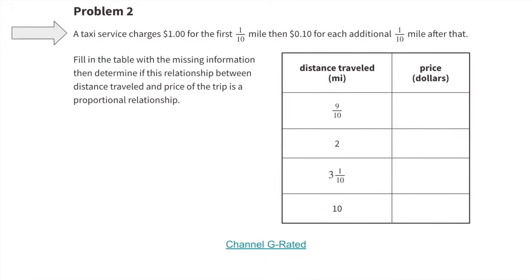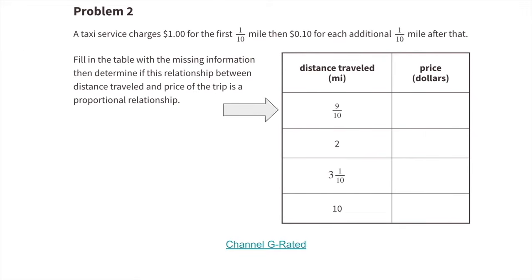Number 2. A taxi service charges $1 for the first 1/10 of a mile, then 10 cents for each additional 1/10 mile after that. Fill in the table with the missing information, then determine if this relationship between the distance traveled and the price of the trip is a proportional relationship.